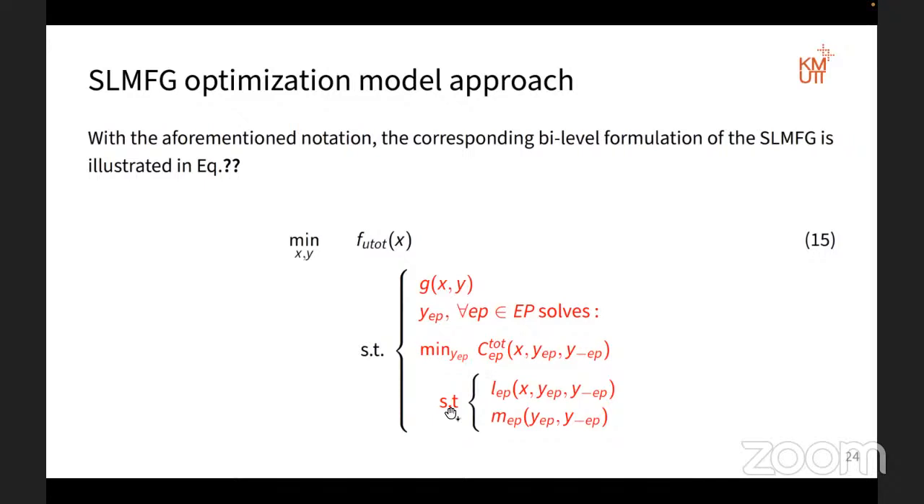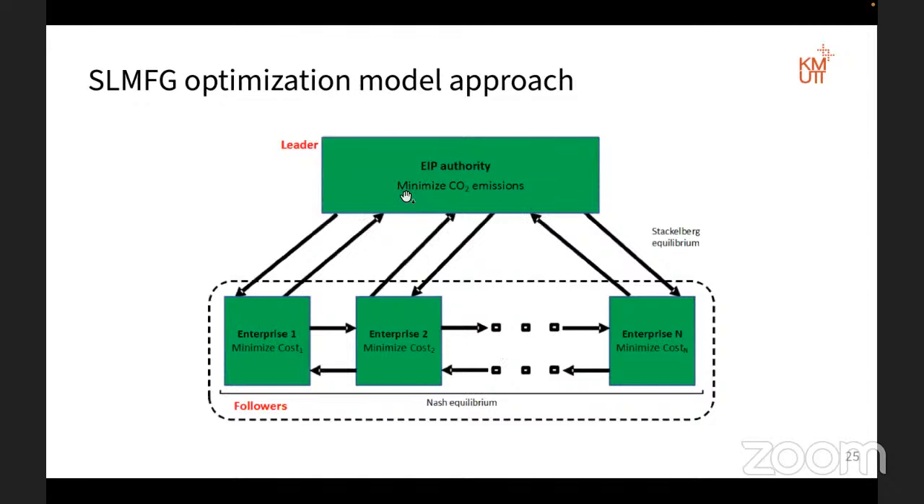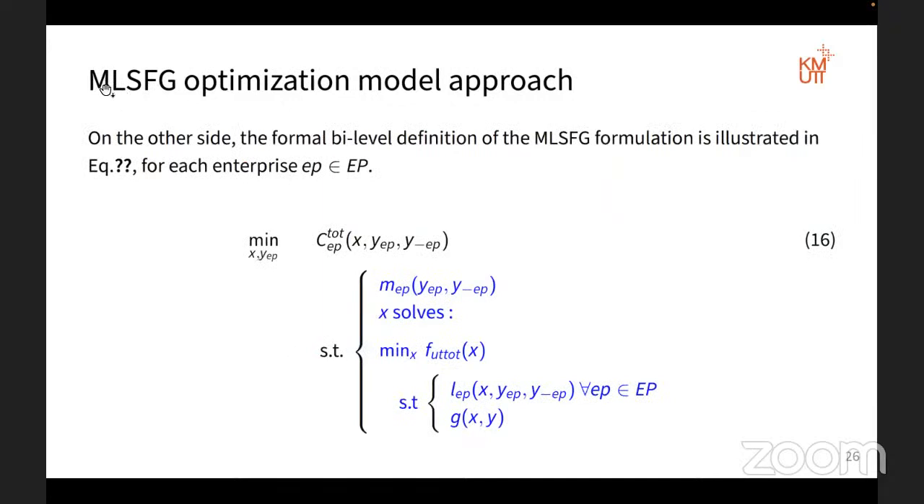So the first is the single leader. We set the EIP as the leader and all of the enterprises as the followers, as you can see in the picture here. The EIP wants to minimize the carbon dioxide, and the enterprises want to minimize their own cost. Next is the multi leader single follower game.